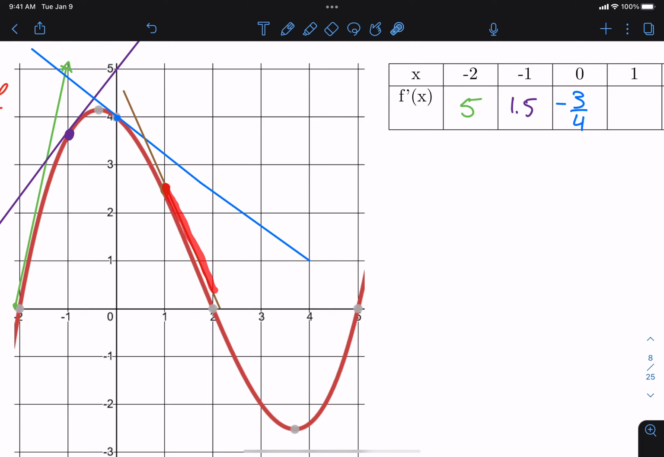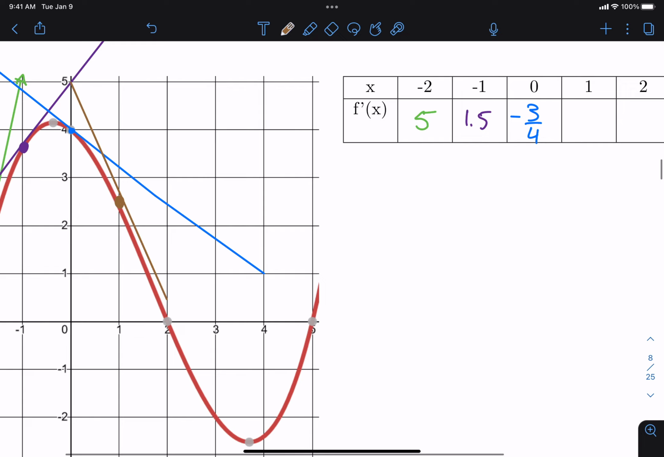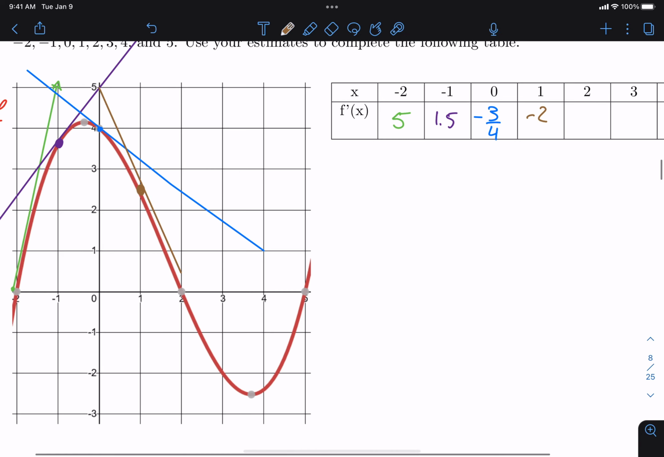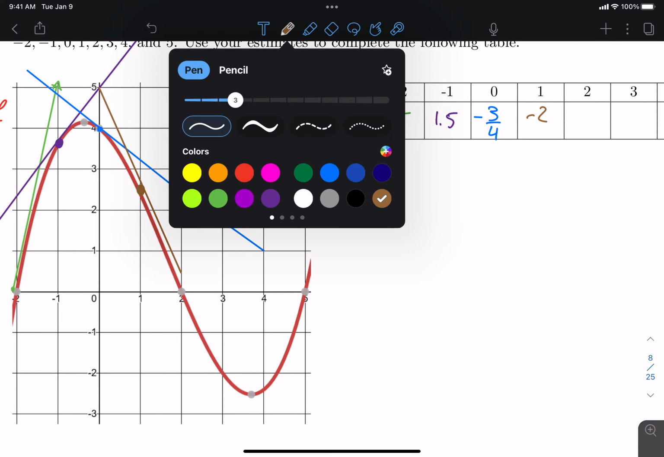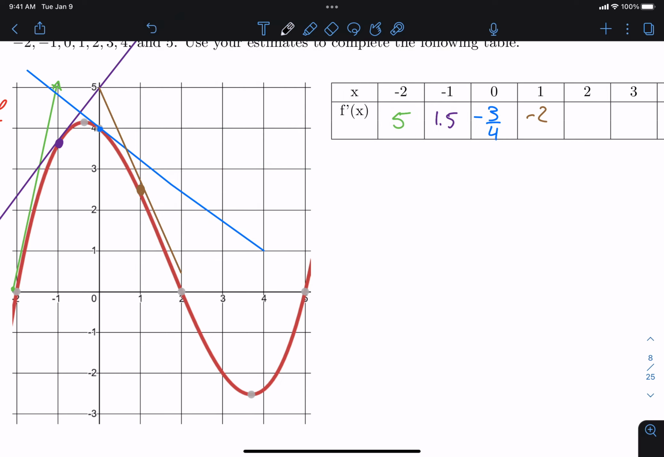How much did we go down? We went down about this much, which is pretty close to 2, I feel like. In fact, if we just pick this thing up and move it over, it's probably about 2. Yeah, it's pretty close to 2. Okay, so we'll call that -2. It doesn't have to be perfect. It's just a guess. Okay, so let's keep going at 2.